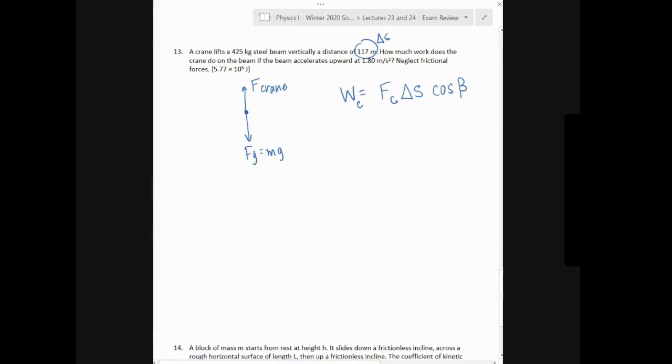And which way is the crane, like what the direction that the force is going is up, and the direction that the beam is moving is also up. So the direction of F is up and the direction of delta S is also up. So what would the beta be then? What would be the beta? We have a force that's going up. Not quite 90 degrees. The force is going up and the delta S is also going up. What's the angle between those two vectors?